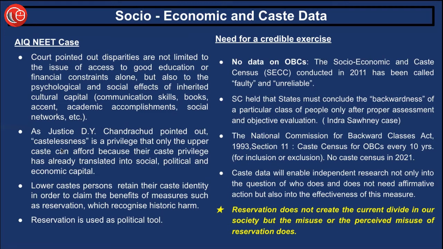So definitely this castelessness can only help the people who are from the upper caste, and only they can afford this, because the people from the lower caste, basically the castes that have suffered a lot of societal discrimination, take the privilege of their caste because it actually gets translated into social, political and economic capital. So basically it says that lower caste persons retain their caste identity in order to claim the benefits of measures such as reservation, which recognize historic harm. Definitely they need such kinds of gestures or implementations to come forward and to walk shoulder by shoulder with the other castes of society.